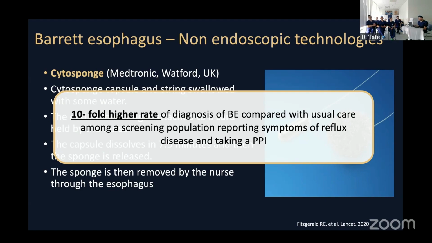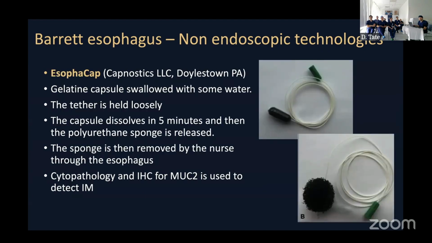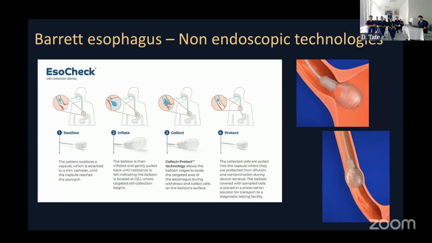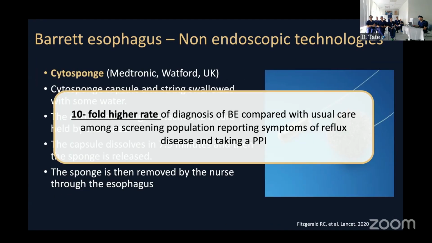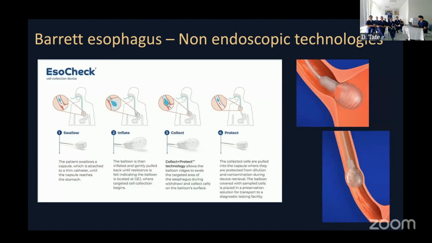I mean, 10-fold higher rate of diagnosis of Barrett's esophagus compared to just randomly doing a gastroscopy if the patient has reflux. And we now maybe understand a bit why that might be. There are other technologies. One of these is going to disrupt the performance of diagnostic gastroscopy in the near future.